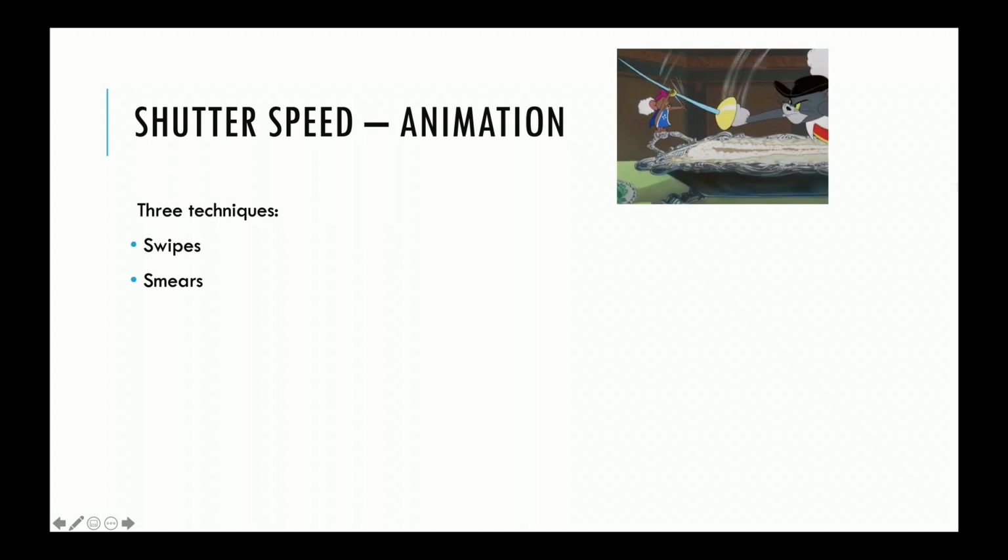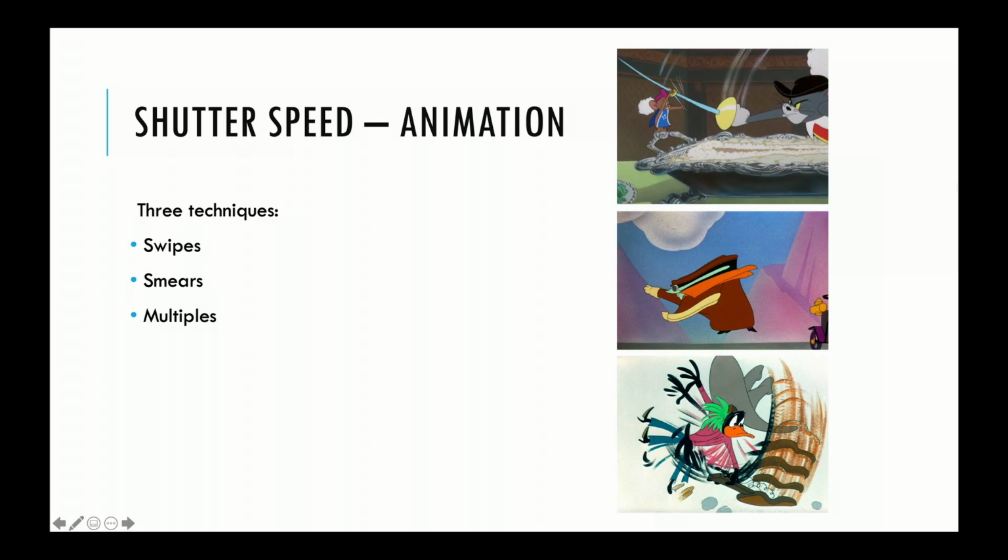Animators, in turn, needed to find a way to approximate motion blur in their own medium. For objects to move in the way we were accustomed to in the movies, motion blur needed to be artificially added. With hand-drawn animation, the question was creatively addressed with the application of 3 techniques. They were known as swipes, smears, and multiples.